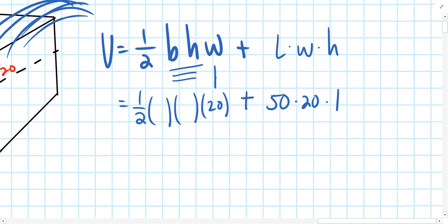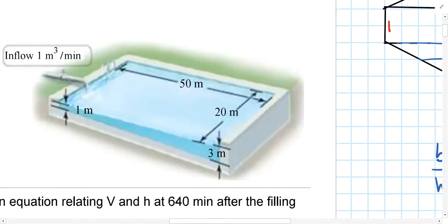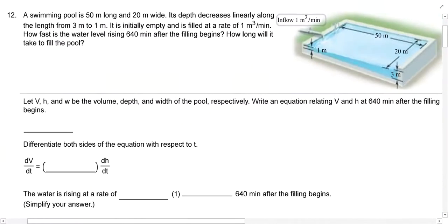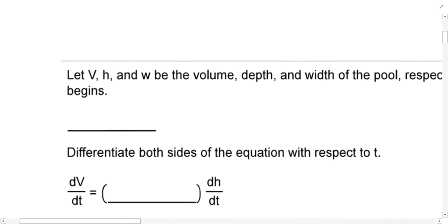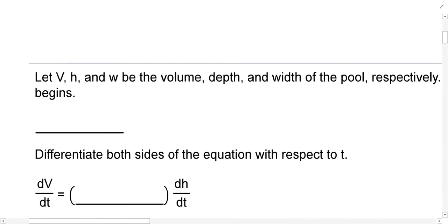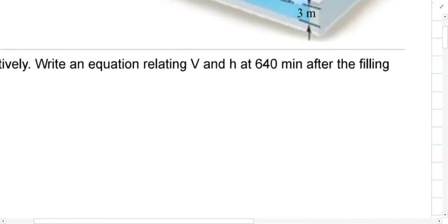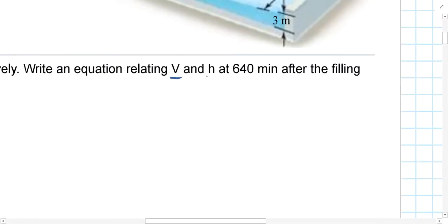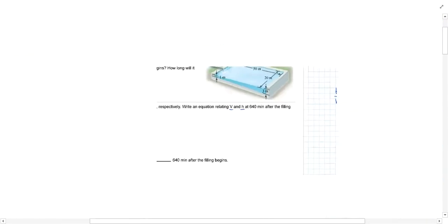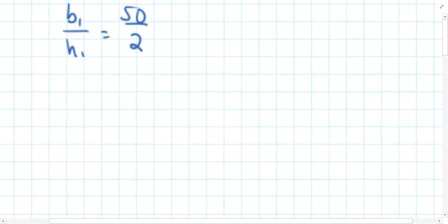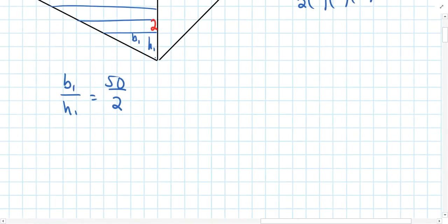This width measurement is now gone, and so now it'd be nice to write this function either in terms of b or h. And as we look at our instructions here, the instructions do say to let v, h, and w be the measurements that we need, and we would like to write an equation relating v and h with one another. So since our goal is to rewrite the volume in terms of the height of the water, we might end up solving for h1 here.